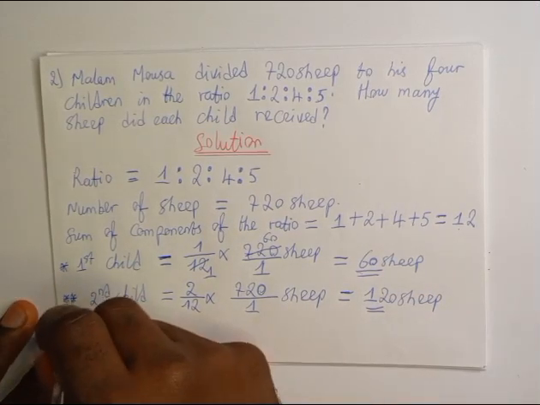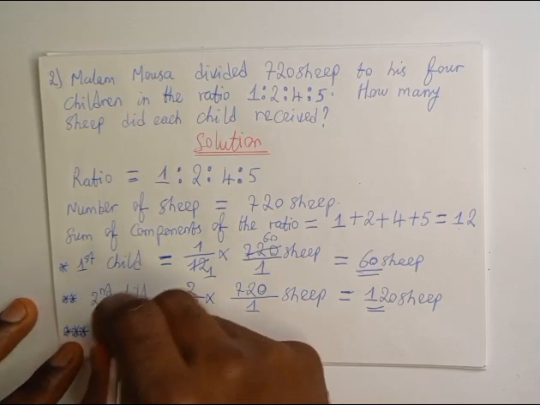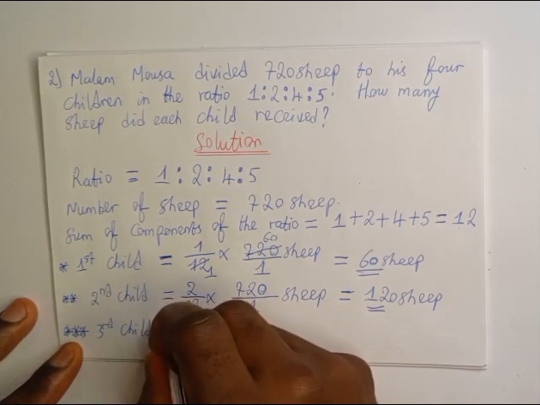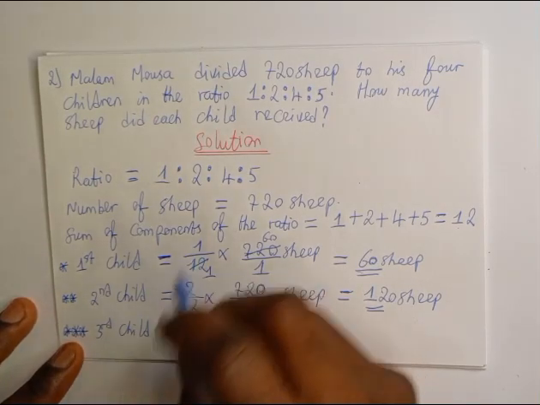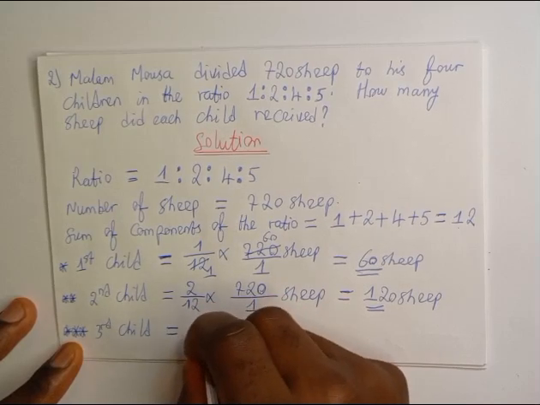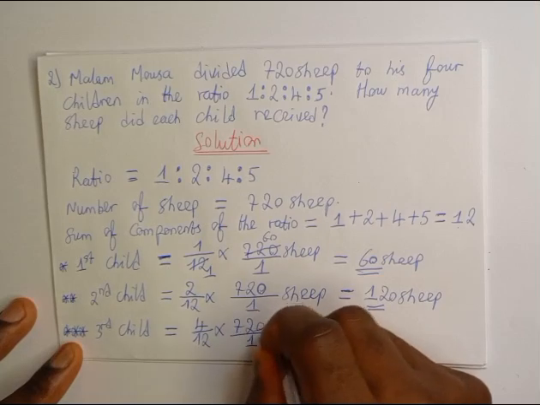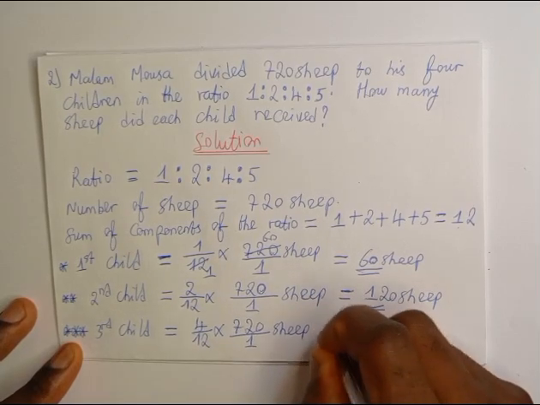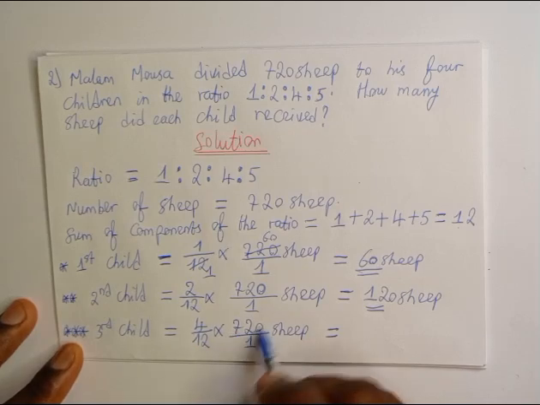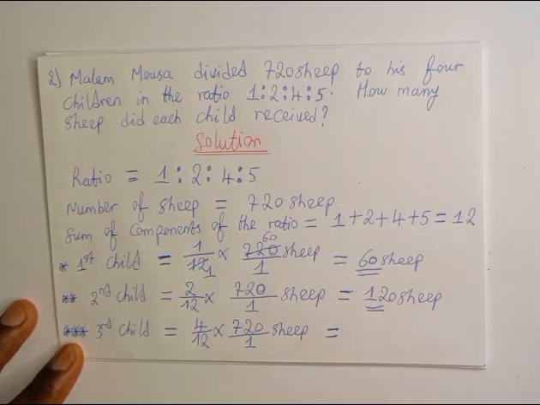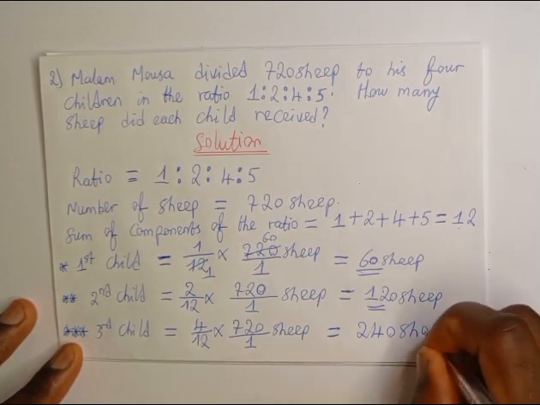We go now for the third child. The third child receives, out of the 12 parts, the third child takes 4. 4 over 12 times 720 over 1 sheep. This will simply be equal to 12 will go into 720 60 times, 60 times 4 gives us 240 sheep.